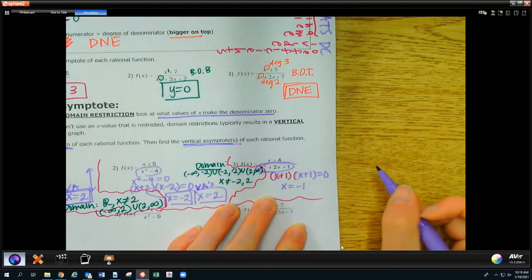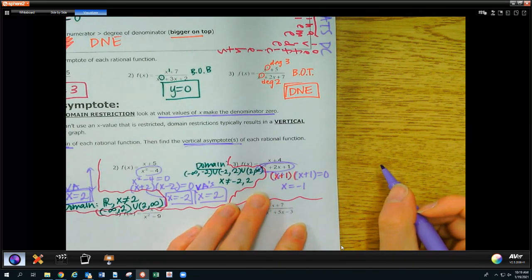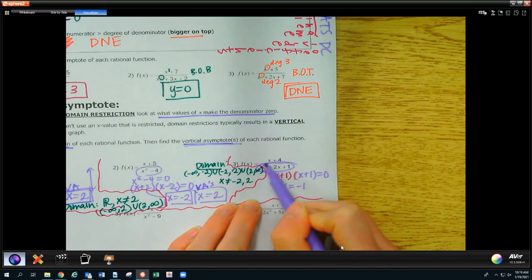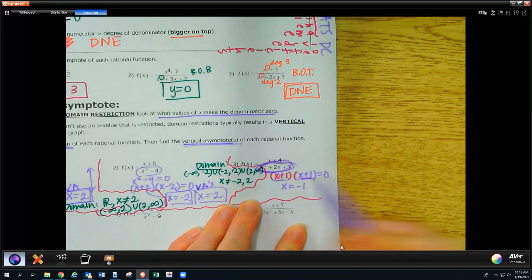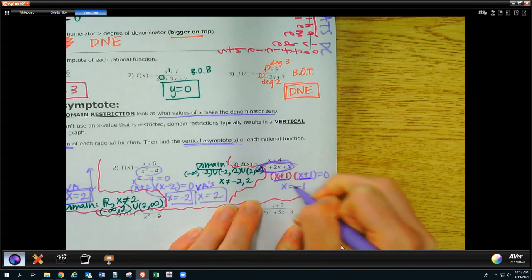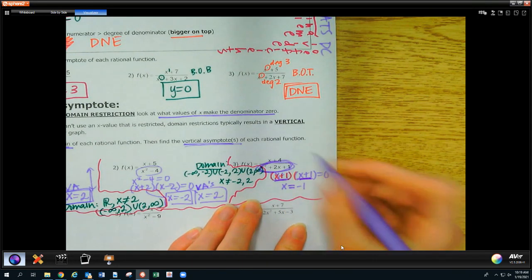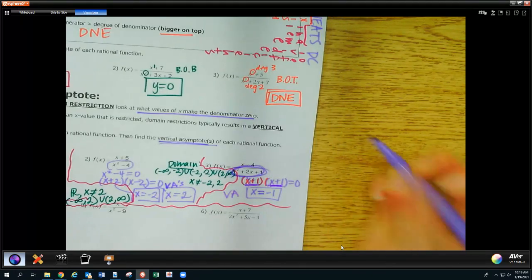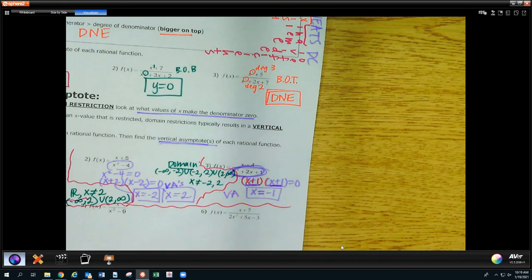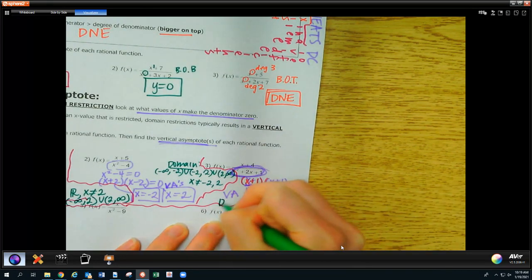So I know I just said if you have a quadratic on bottom, you're going to have two vertical asymptotes, but this is a special quadratic. It's a perfect square quadratic that has the same two factors. And so if you see that it's a repeated factor, you're going to only have one vertical asymptote. So there's our vertical asymptote, and then our domain would skip over that.